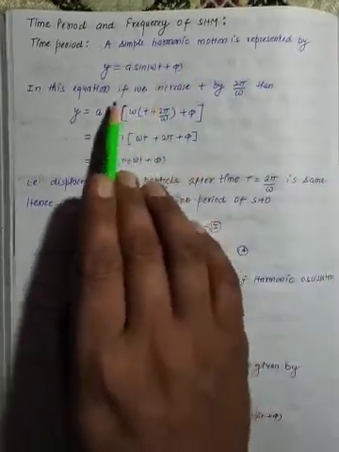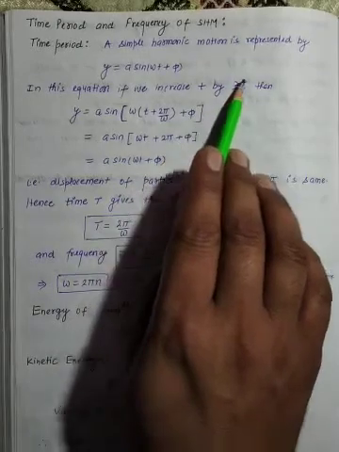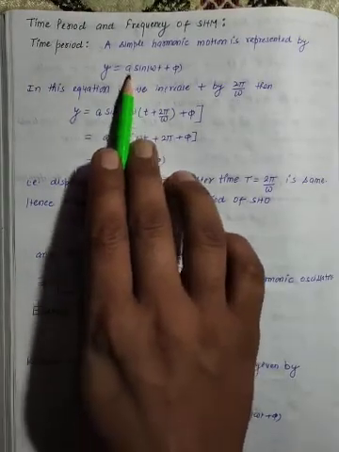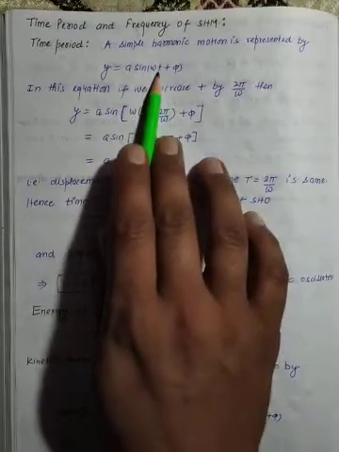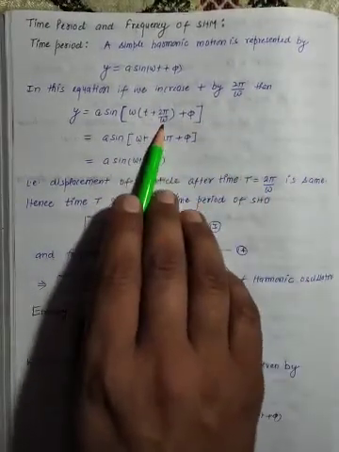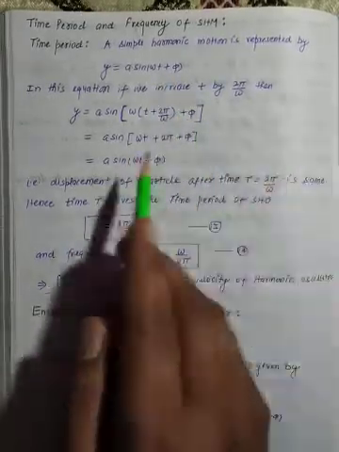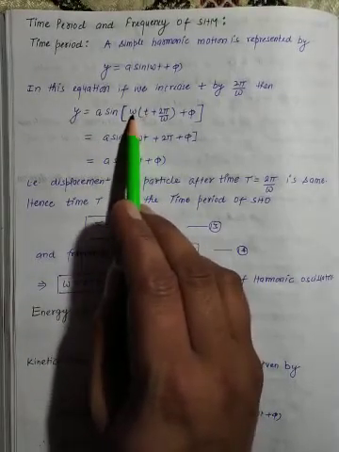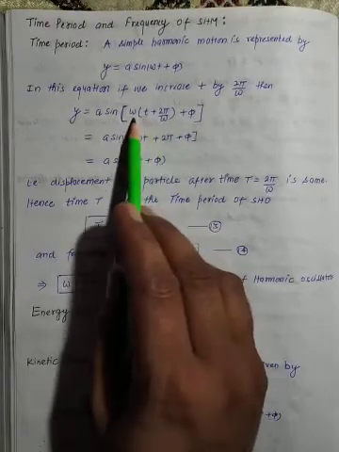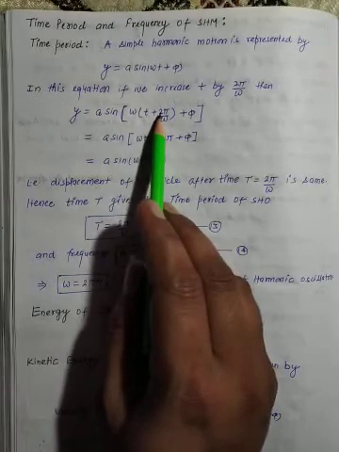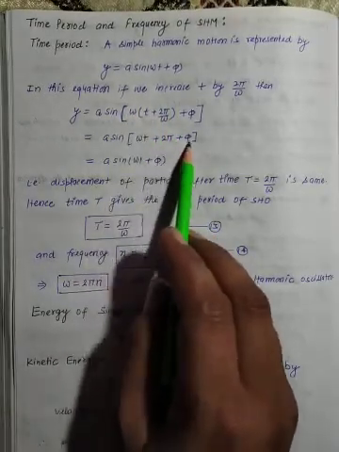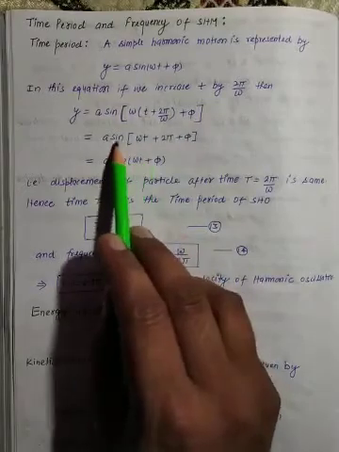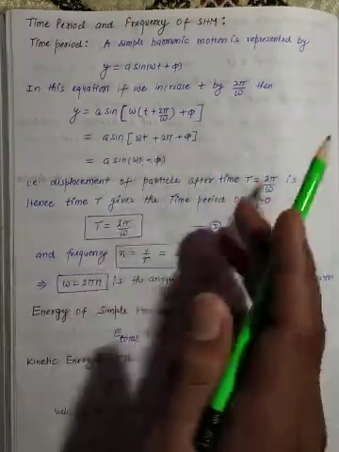Now if we increase the time t by 2 pi by omega, then the displacement will become a sin of omega times (t plus 2 pi by omega) plus phi. Multiplying omega into the bracket, omega t plus omega into 2 pi by omega, so omega is cancelled here, so 2 pi plus phi. Let us say that omega t plus phi is theta, and this is actually sin of 2 pi plus theta, which is equal to sin theta.